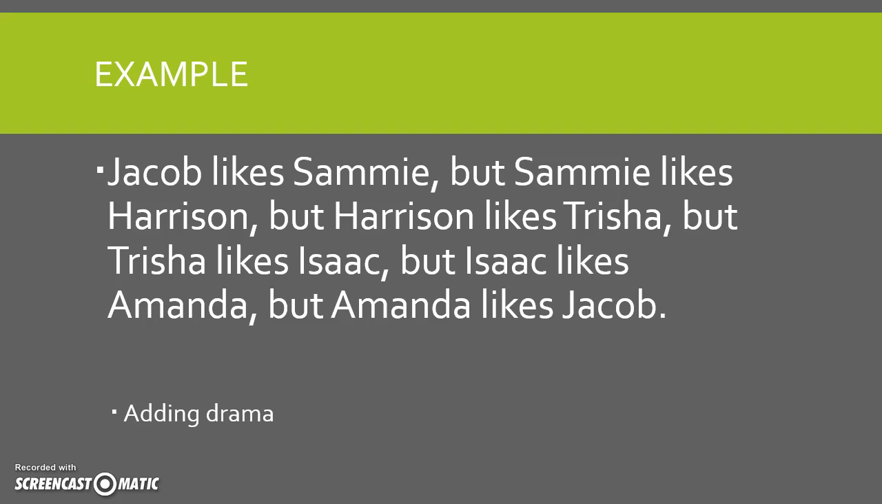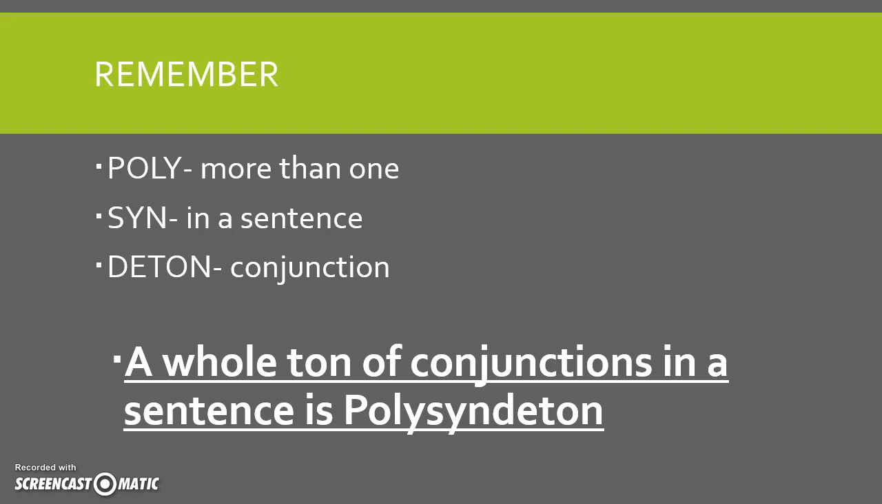This is one that adds drama because by the time you get to the end of the sentence, you want to know what's happening, you want to know the result. So this says, Jacob likes Sammy, but Sammy likes Harrison. But Harrison likes Trisha, but Trisha likes Isaac, but Isaac likes Amanda, but Amanda likes Jacob. By the time you get to the end of that sentence, you just want to know who likes who and if the whole thing rounds out. And so it adds drama and it builds up the intensity until you reach that final part.